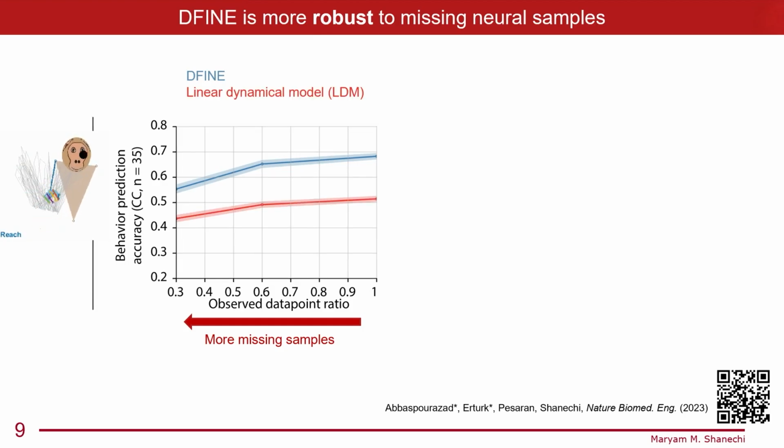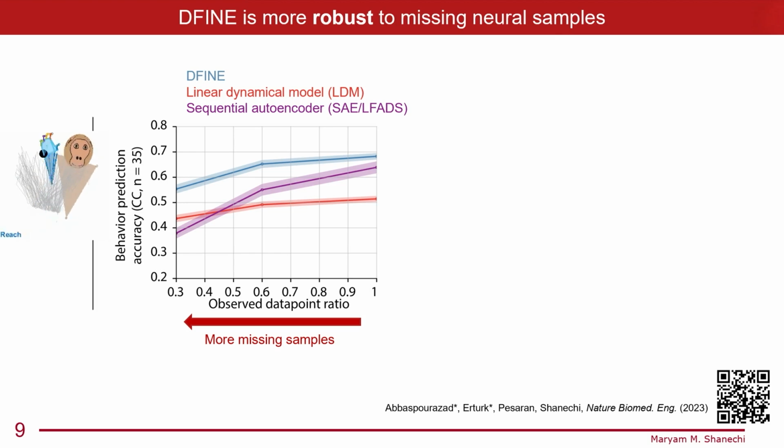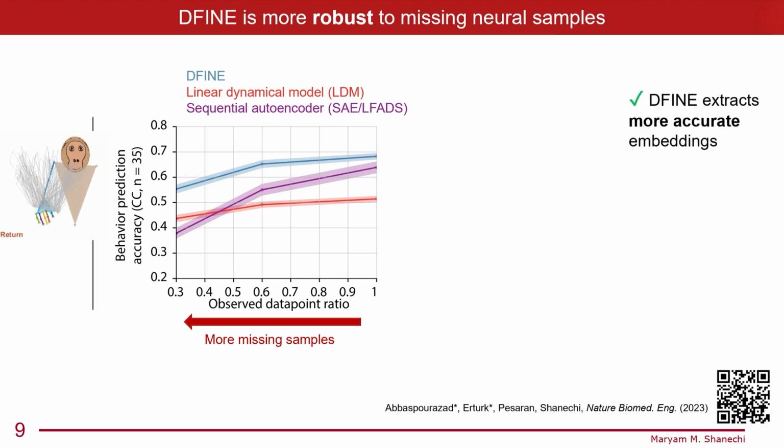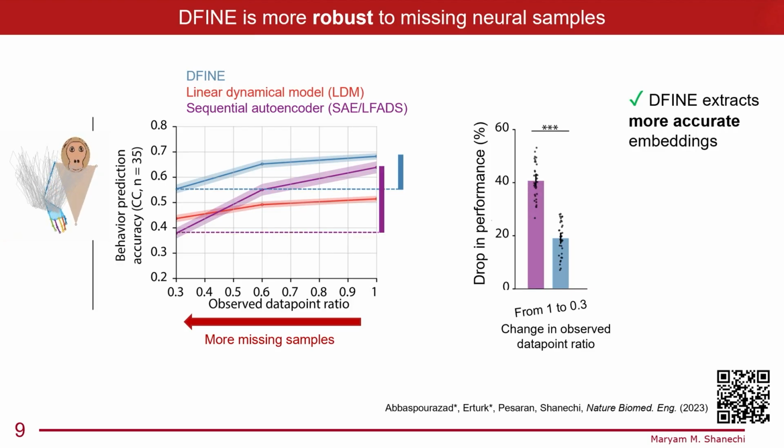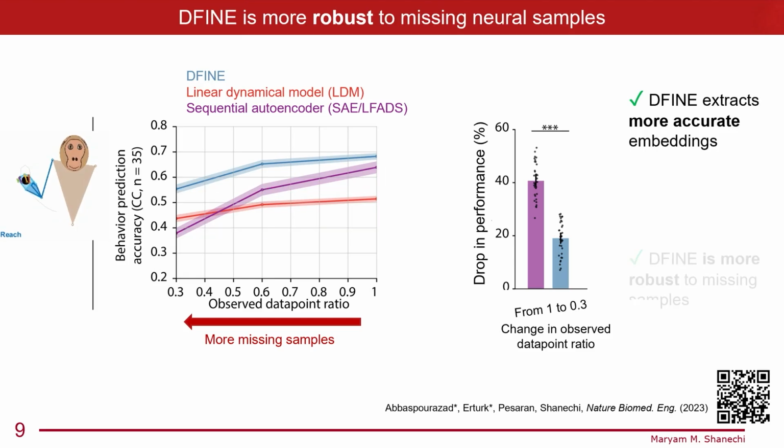So first, you can see, of course, nonlinearity helps. We do better than linear models. And then we compared with the benchmark sequential autoencoder model, also called LFADS. And we found that we also could outperform that, and especially when there were more missing samples. And this showed the robustness of architectures to missing neural samples, which is important for BCIs.